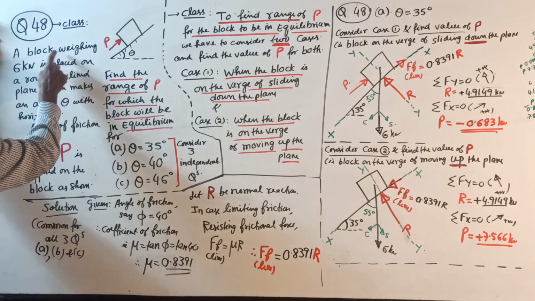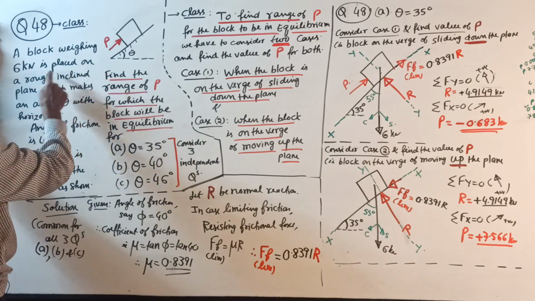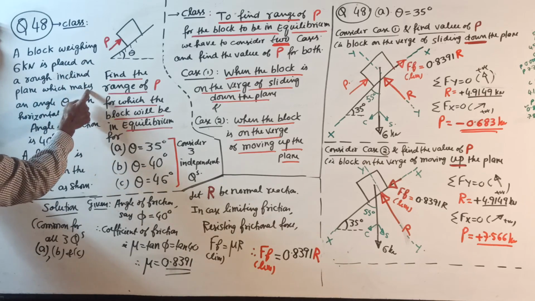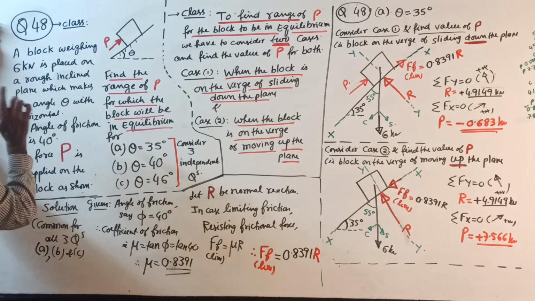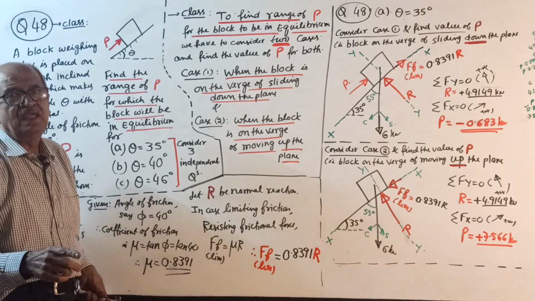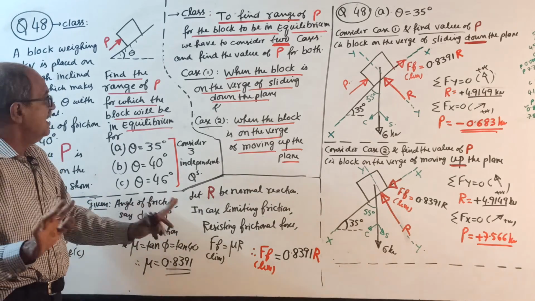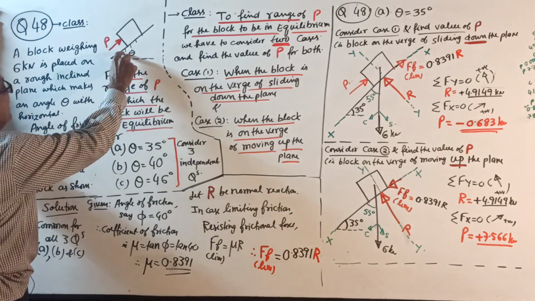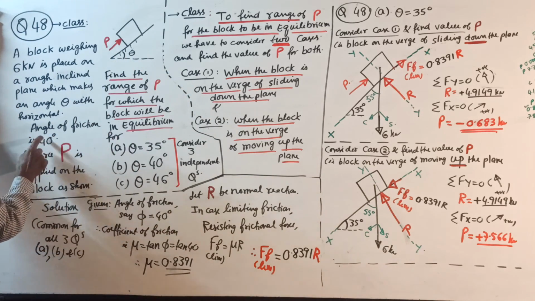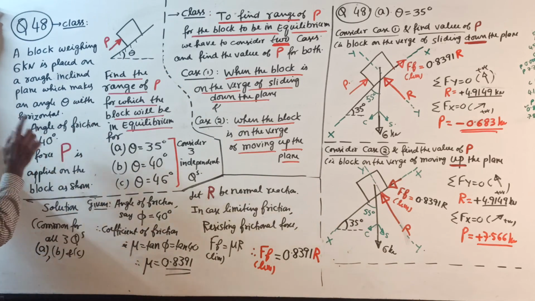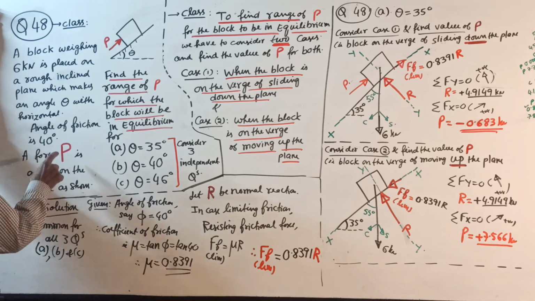A block weighing 6 kilonewton is placed on a rough inclined plane which makes an angle theta with horizontal. Now do one thing. There are 3 questions here. I will tell you a little later. I write theta, this angle. They will tell theta later. Angle of friction is 40 degrees. That is the angle of friction.